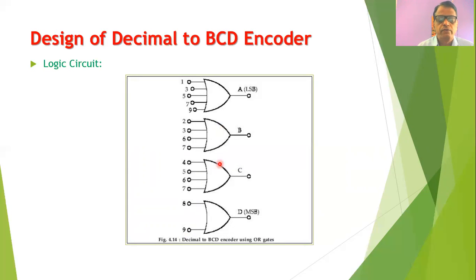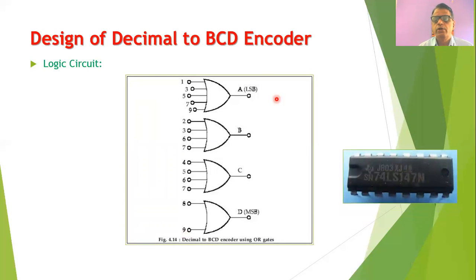The third OR gate will have the inputs 4, 5, 6, and 7, and its output will be C. And the fourth OR gate will have the inputs 8 and 9, and its output will be D, where D is the most significant bit of the BCD code, and A is the least significant bit. So by using 4 such OR gates, we can easily construct a decimal to BCD encoder. As I told you, IC 74147 is a very popular IC that can be used as a decimal to BCD encoder.